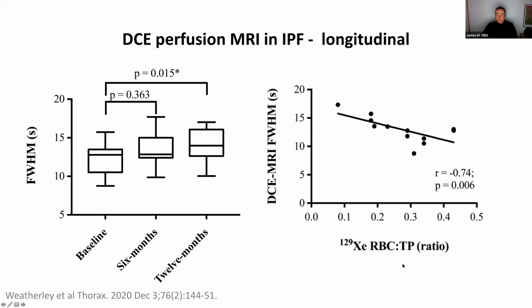It's encouraging to always look at one imaging biomarker against another, and it's encouraging that here we've got a biomarker of lung perfusion, and we see some good inverse correlation with the xenon biomarker of the red blood cell to tissue plasma ratio. So where we've got high perfusion, where there's a low transit time, so good perfusion generally means rapid passage of the contrast agent through the lungs, the xenon red blood cell tissue plasma ratio is also looking healthy, so to speak.